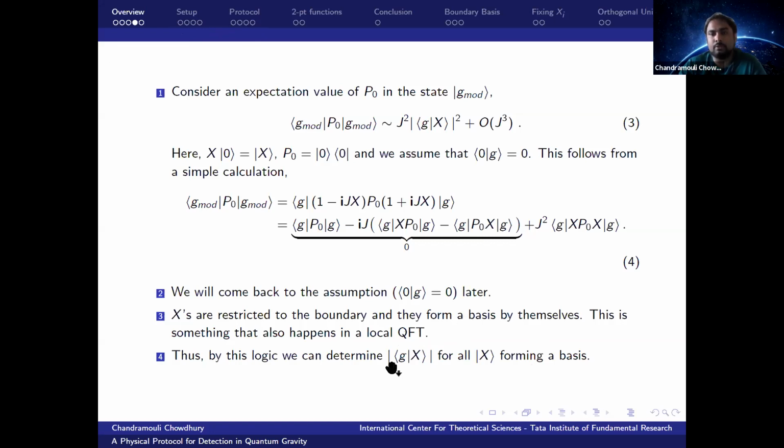Therefore, if the state G was something more complicated than just a single X acting on the vacuum, let's say G were something like a summation over i of Ci Xi, then by this logic, I can determine the value of the mod of the overlap of G with X for all the basis states.